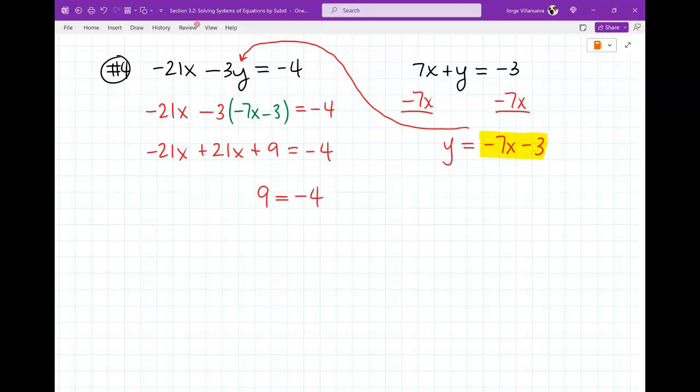If this was true, what should my answer be? Infinitely many, right? So if it said 9 equals 9 or negative 4 equals negative 4, I would write infinitely many solutions. But since this is false, what do I write? No solution.